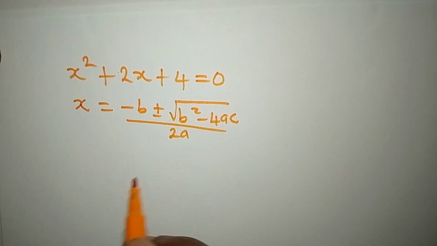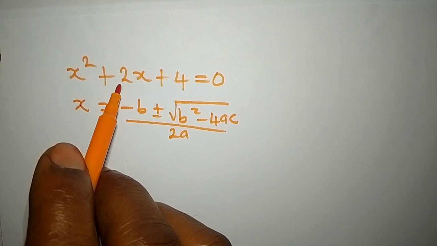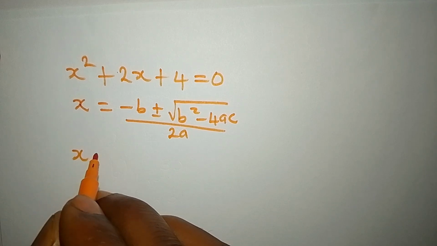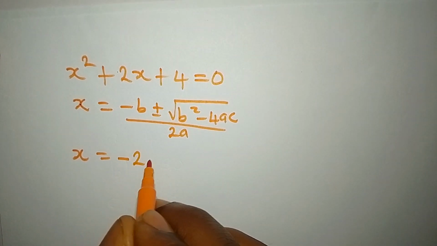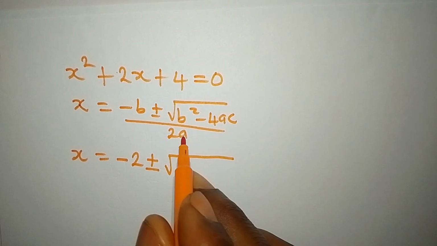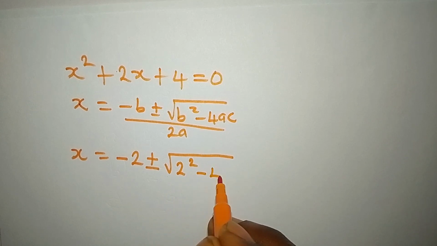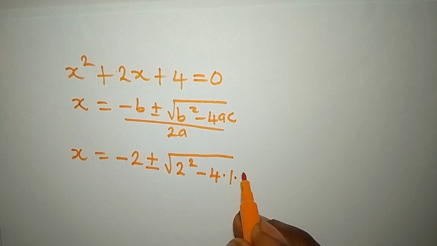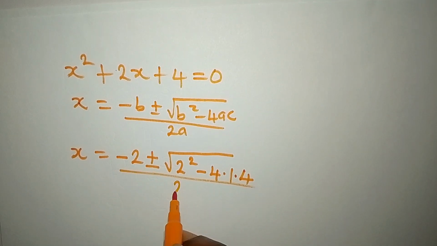Now our a is the coefficient of x squared, our b is 2, that is the coefficient of x, and c is 4. So x will be equal to, in place of minus b, we'll write minus 2, then plus or minus, in place of b squared, I'll write 2 squared, then minus 4 times a, which is 1, multiplied by c, and that is 4. So we divide this by 2 times 1.